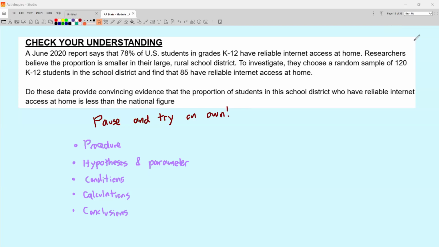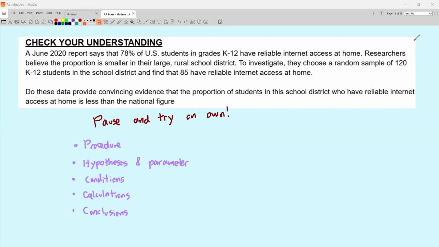All right, I'm going to read this in 3, 2, 1. A June 2020 report says that 78% of U.S. students in grade K through 12 have reliable internet access at home. Researchers believe the proportion is smaller in their large rural school district. To investigate, they chose a random sample of 120 K through 12 students in the school district, and they find that 85 have reliable internet access at home.